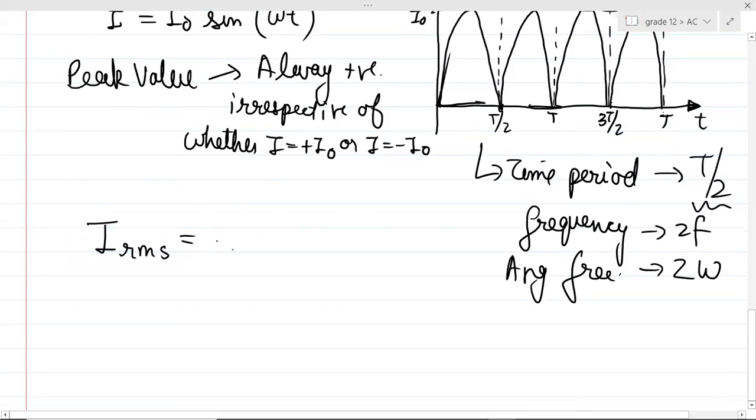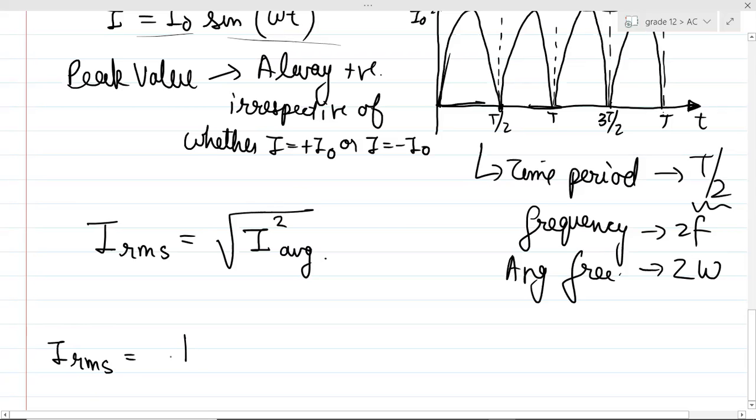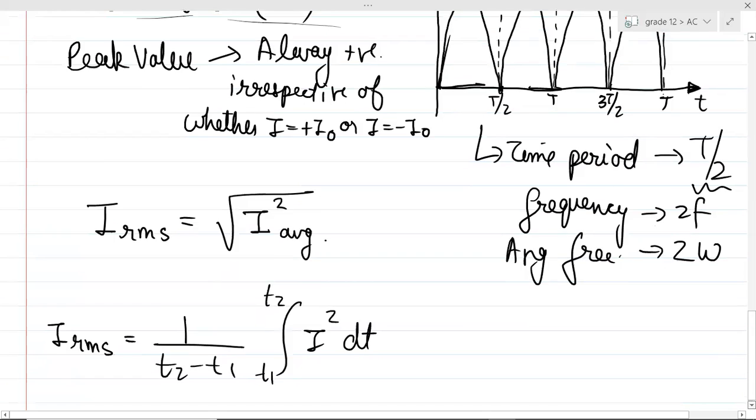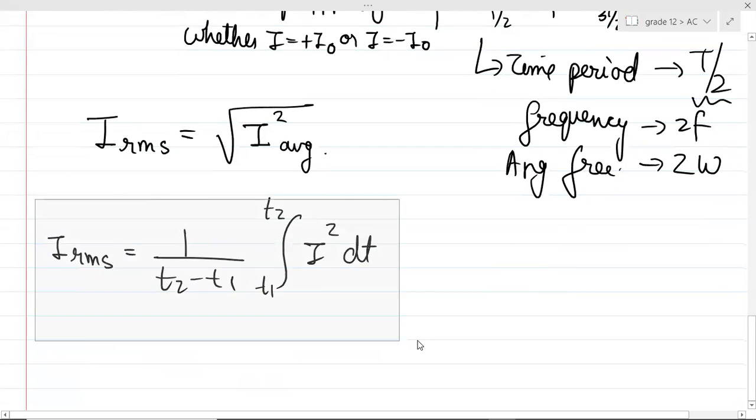I RMS is basically the under root of I square average. Basically, if I try to average this particular thing, I find the average of this function, and then put the root over it. So can I write I RMS is equal to what? Root of 1 by T2 minus T1, integral from T1 to T2 of I square dt. This is what we already know, right? And there will be one more root sign as well.